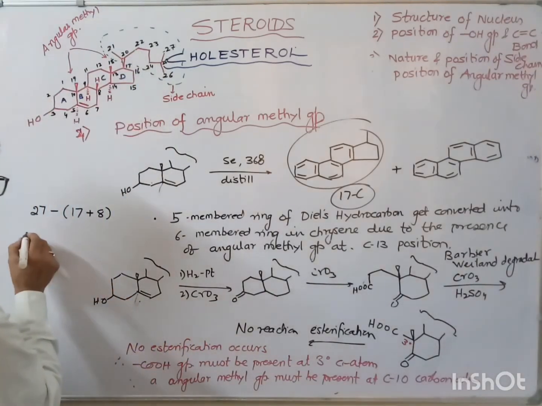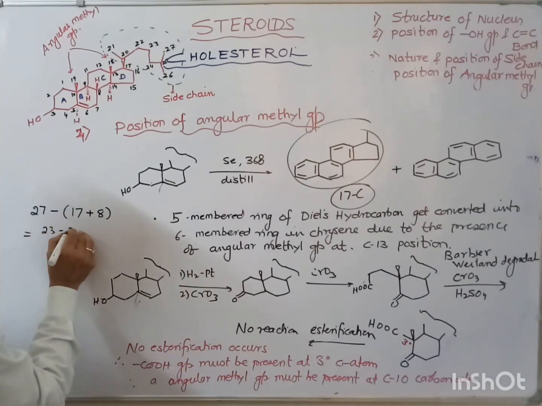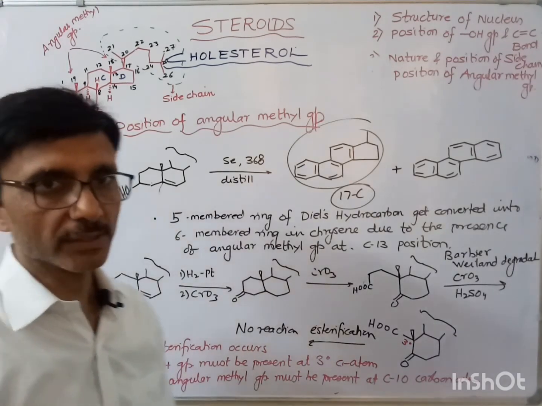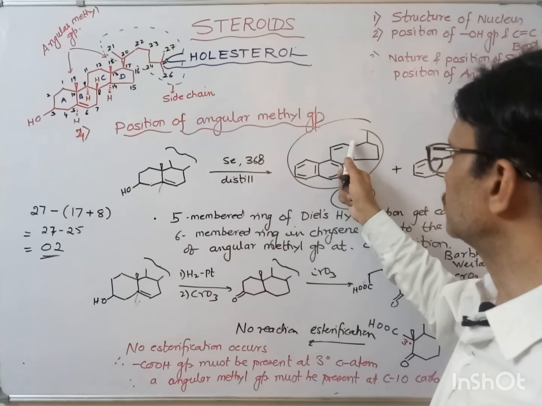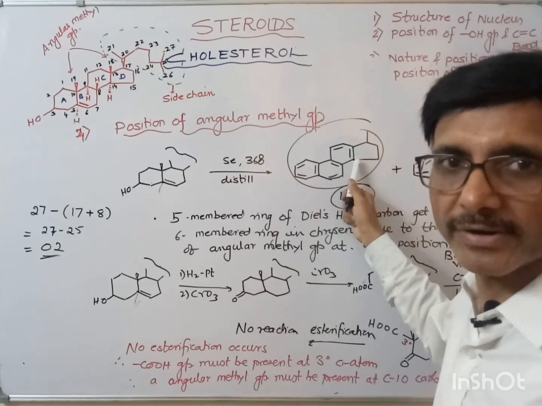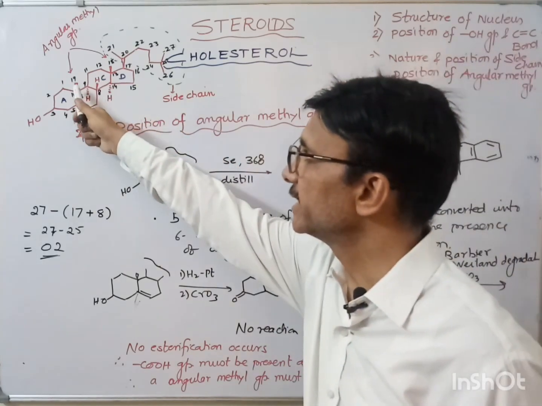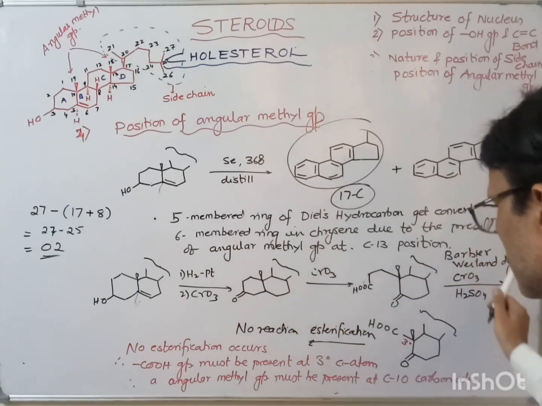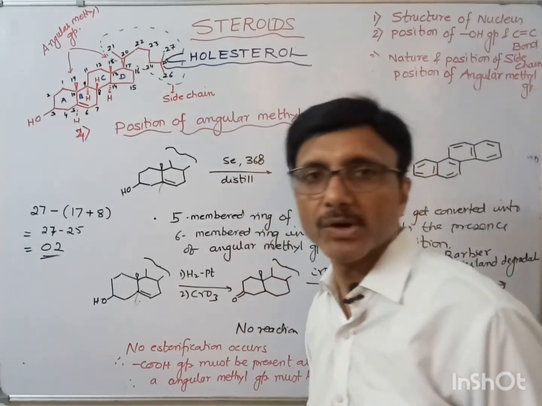So 27 minus 25 gives 2, which corresponds to the 2 angular methyl groups. One angular methyl group is involved in the conversion of the 5-membered ring into the 6-membered ring, and another is present at the C10 carbon, which is proved by the sequence of reactions giving a COH group that cannot be further esterified. Okay, thank you.